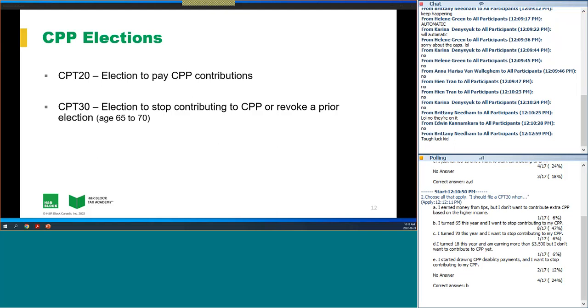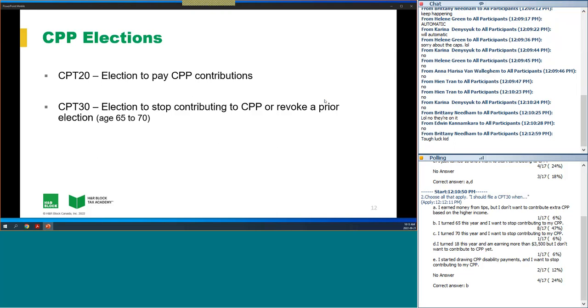And then the last one is if you've started drawing CPP disability, they already know that you are taking the income in. Your employer will also be notified and they will stop taking your CPP automatically, so you don't have to do anything. The only time you file a CPT 30 is between the ages of 65 and 70 if you want to voluntarily stop contributing early. Good.